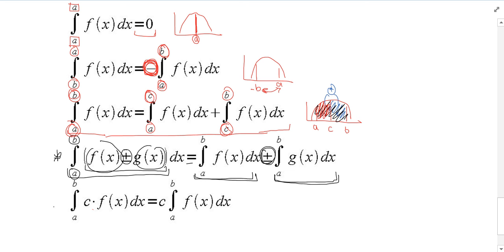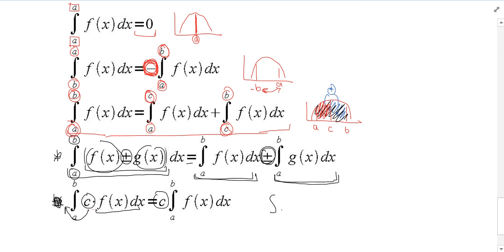Now the fifth one is especially important. The fifth one is pretty much saying that if we have a constant in front of our f of x here, we can move the c out to the front of the integral. So we can move c, as you can see here, we can move c out. So let's have an example here to make it a little more clear.